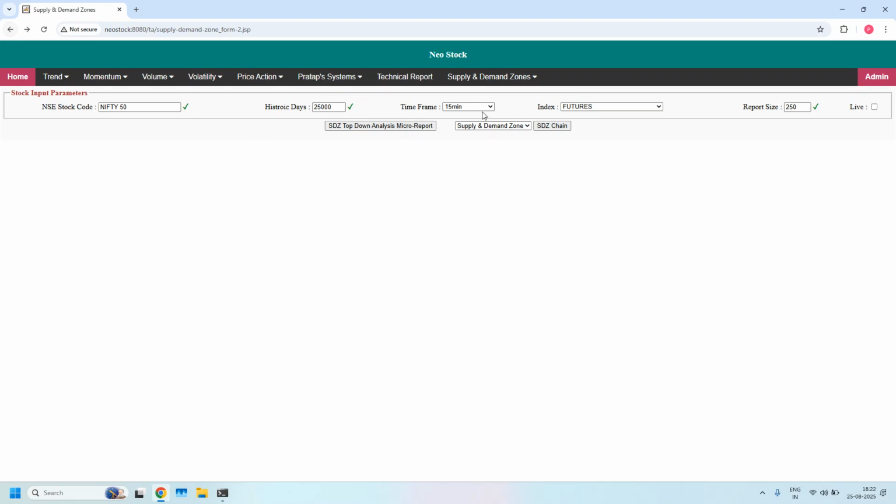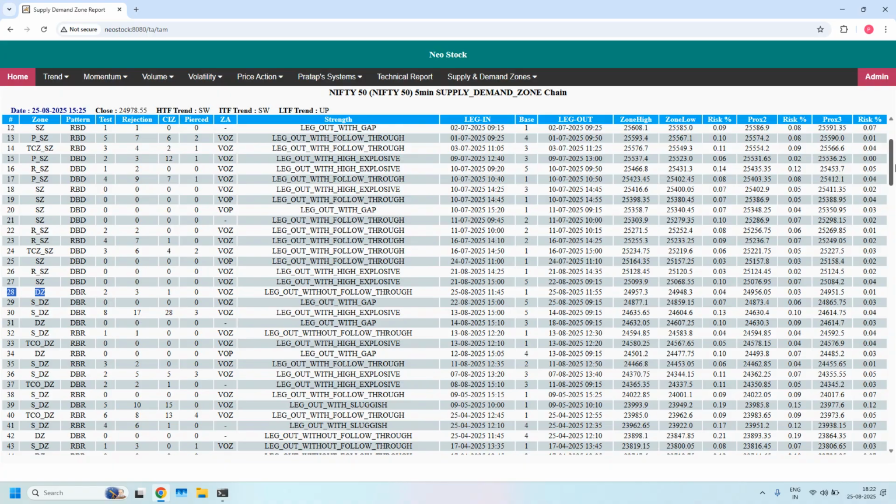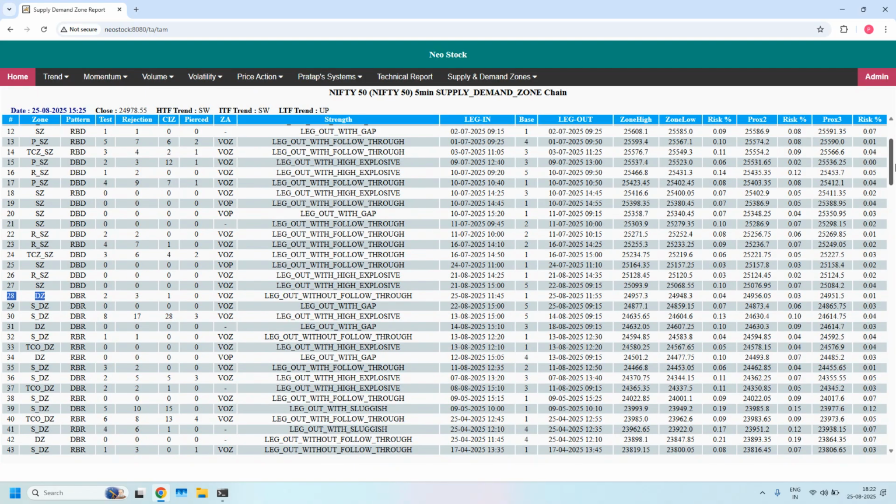Okay, next, generating 5 minutes supply demand zone chain for NIFTY. So the nearest demand zone to the current closing price is serial number 28. I will put it in the middle of the page. So this is a NIFTY supply demand zone chain for different time frames.